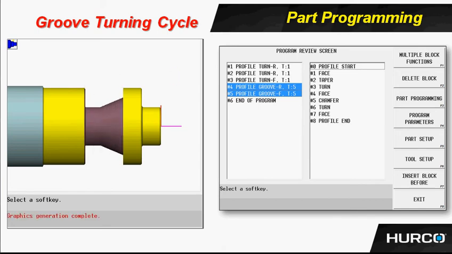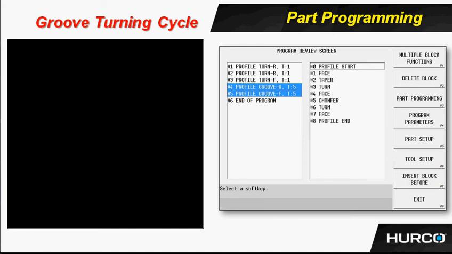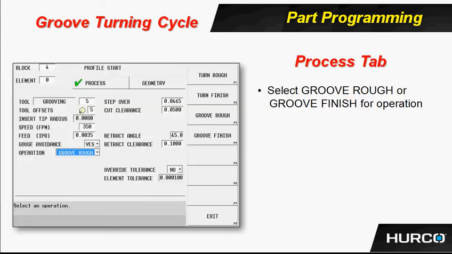Now you'll notice there on the right under the program review screen, it's called a profile groove rough, profile groove finish. And that's because we actually use the profile block or the turning profile under the turning menu. The difference is where it says operation, I've highlighted where it says groove rough. You see that that's the same selections that we had under turn rough, turn finish, and then groove rough and groove finish. So if I select one of the two grooves, then it will behave in this manner.